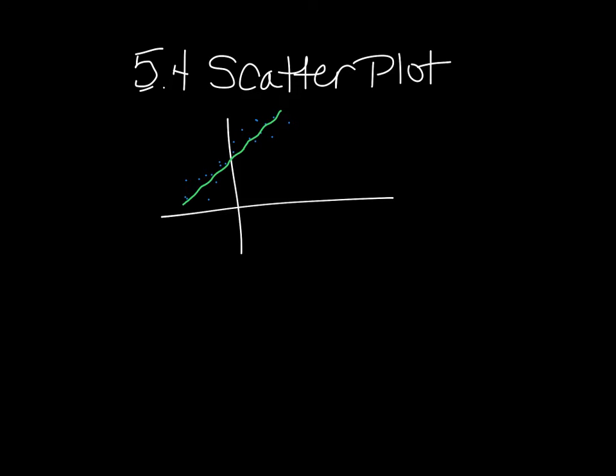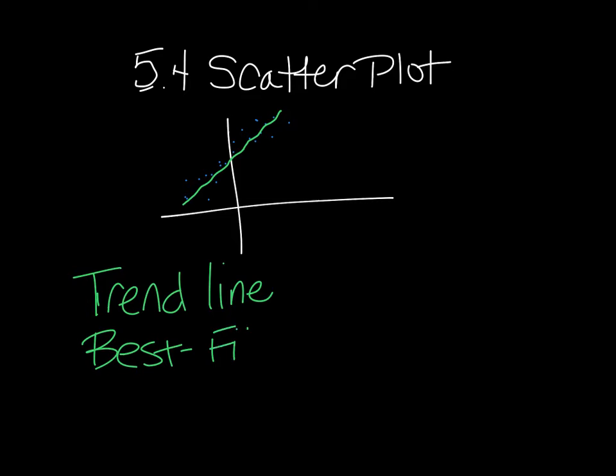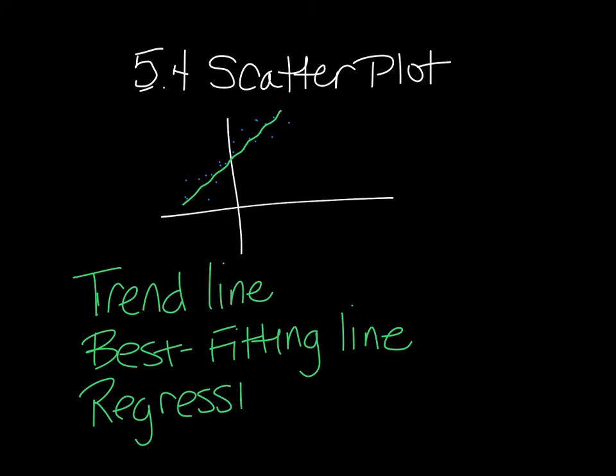Now that is not a straight line because I just drew it freehand. I don't have a ruler tool on here, but you guys get the idea. Now that line has many different names. It could be called the trend line. It could be called the best fitting line. And if you're on a calculator, they like to call this the regression line. Write all three of these down. They all mean the same thing. Okay?